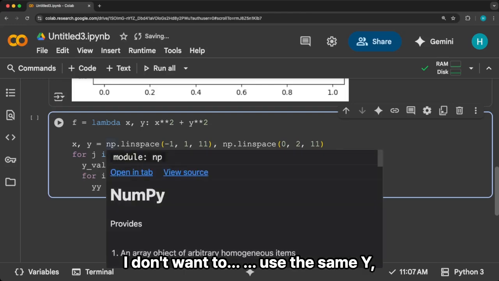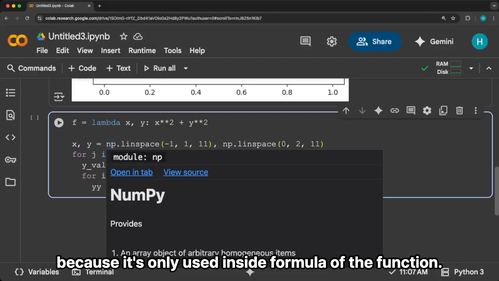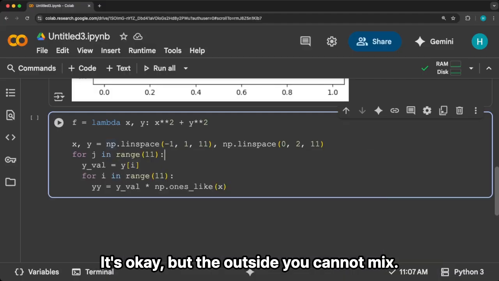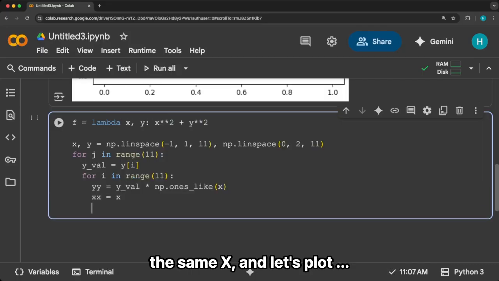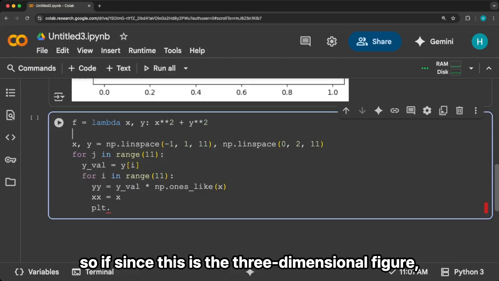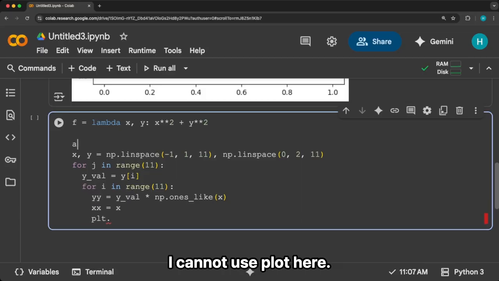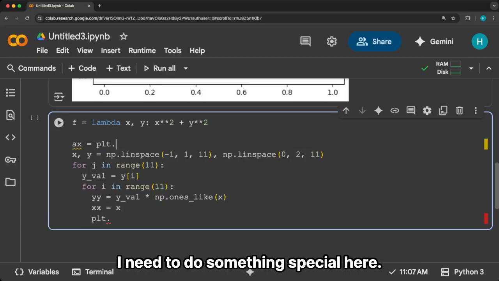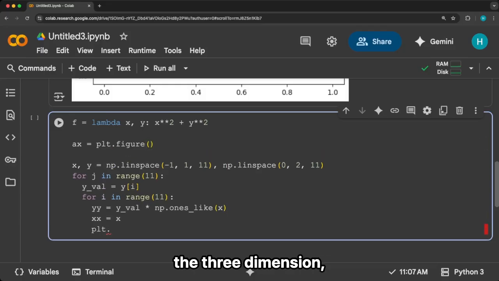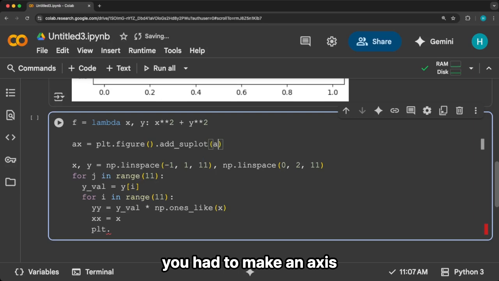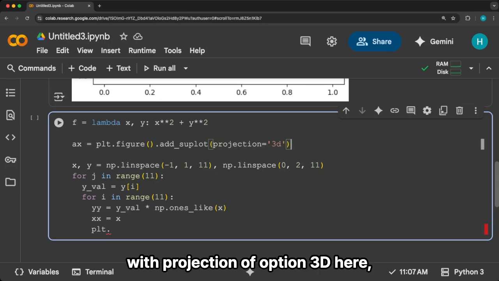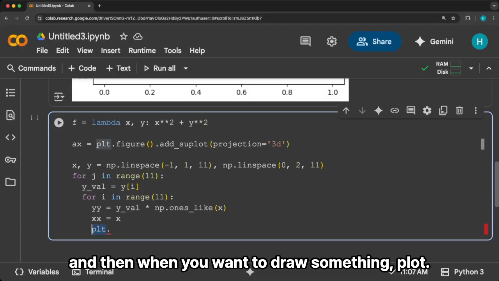I don't want to use the same y, although I used the same x and y because they're only used inside the formula of the function. That's okay, but outside, you cannot reuse the variable. And xx is just the same x. And let's plot. By the way, since this is a three-dimensional figure, I cannot use plot the usual way. I need to do something special here. If you want to draw in three dimensions, I think we did this before, you have to make an axis with the projection option set to 3D, and then when you want to draw something, plot.